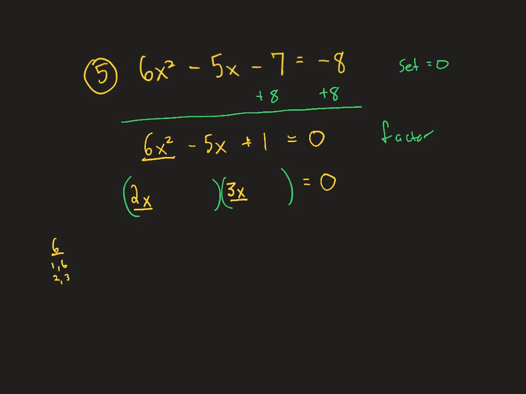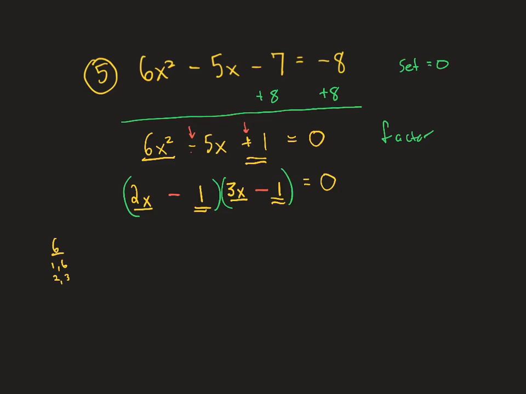And another thing here, the signs in the middle have to multiply to be positive and then add to be negative. So these are going to have to both be negative. Negative and negative multiplies to positive, and it'll give us this minus here in the middle. Last two things in both those have to multiply to be 1. So that has to be 1 and 1.